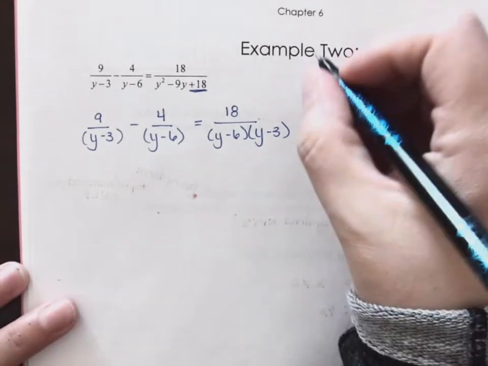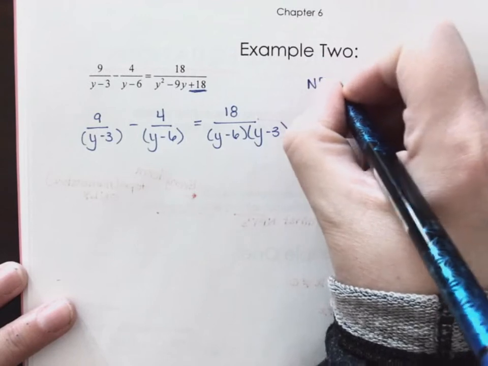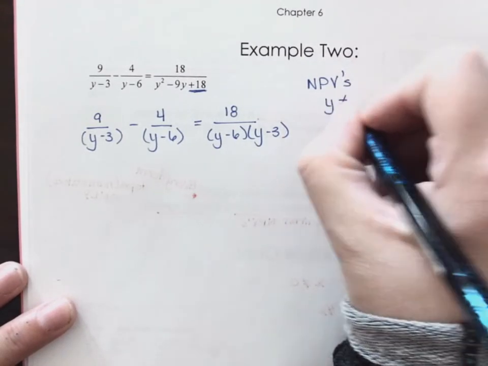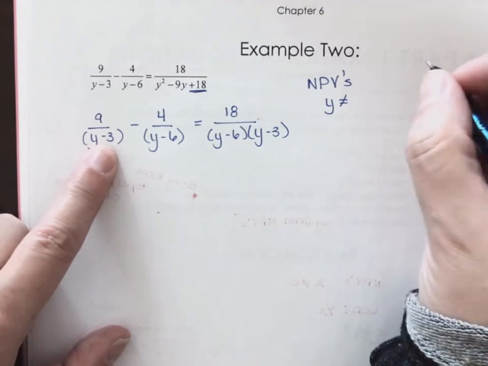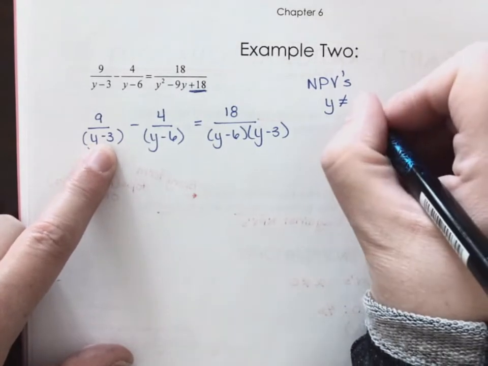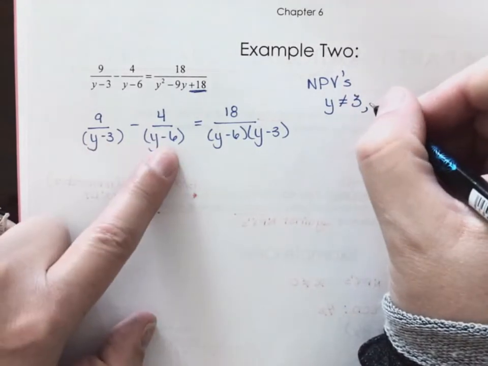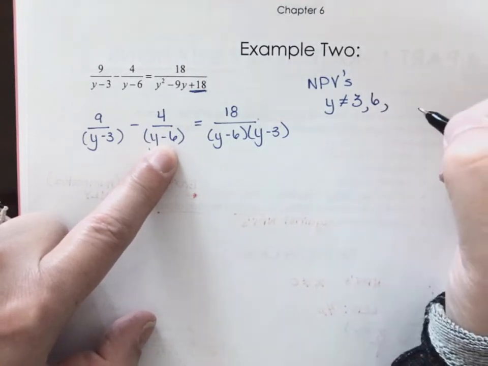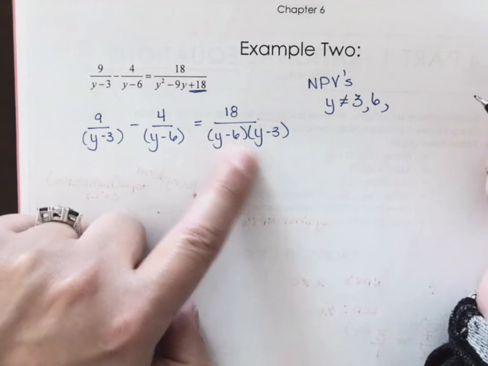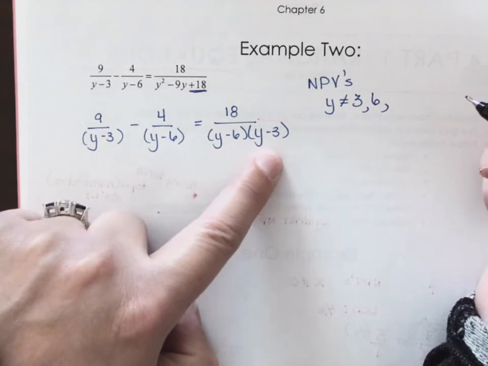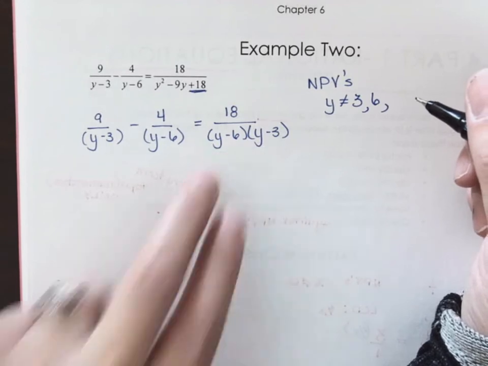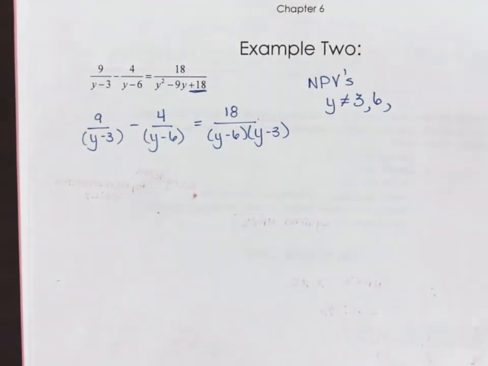So everything's factored. Step, I don't know what we're on, 2, NPVs. So y cannot equal, this one's going to be positive 3. This one's going to be positive 6. This one's going to be positive 6, and this one's going to be positive 3. So do I need to write these ones again? No, you only need to write them once, like once your list is complete. Okay, so that looks good.